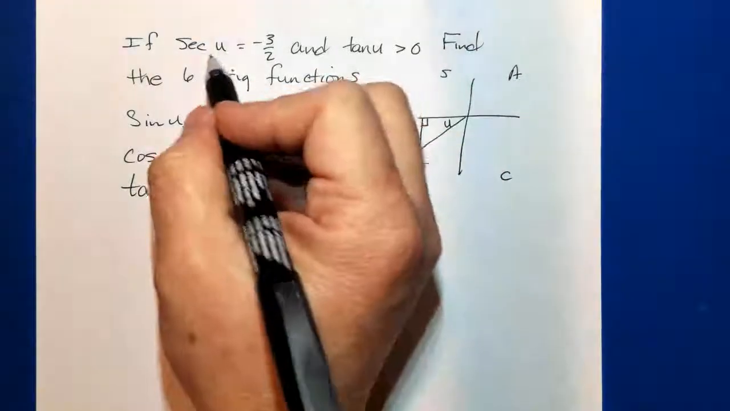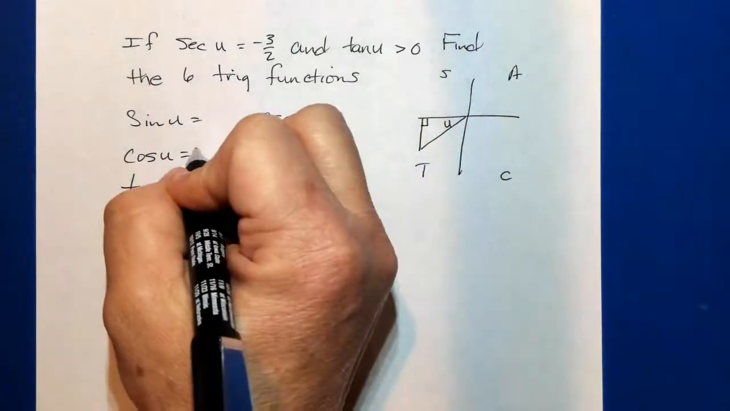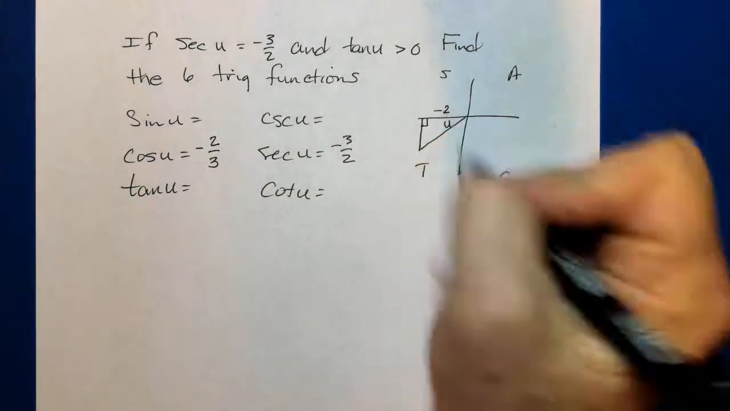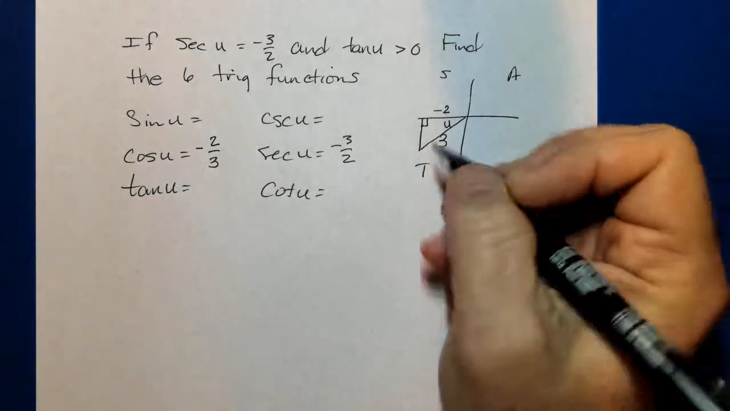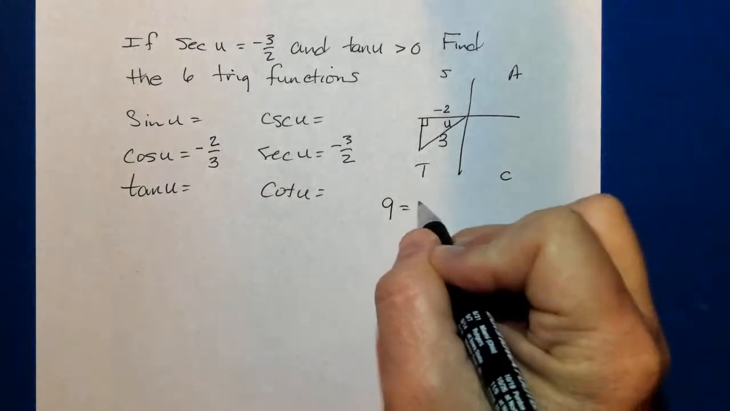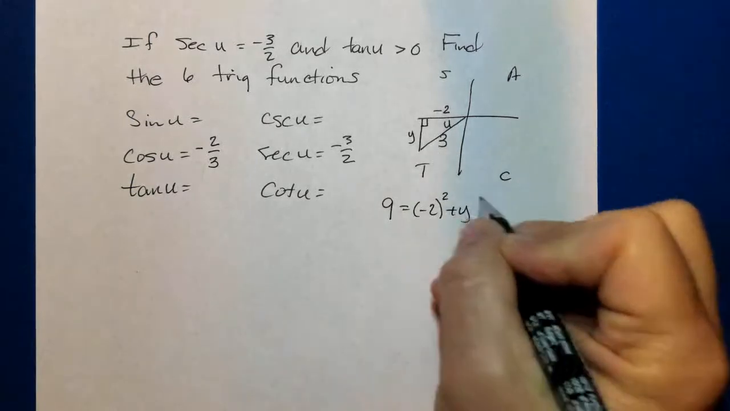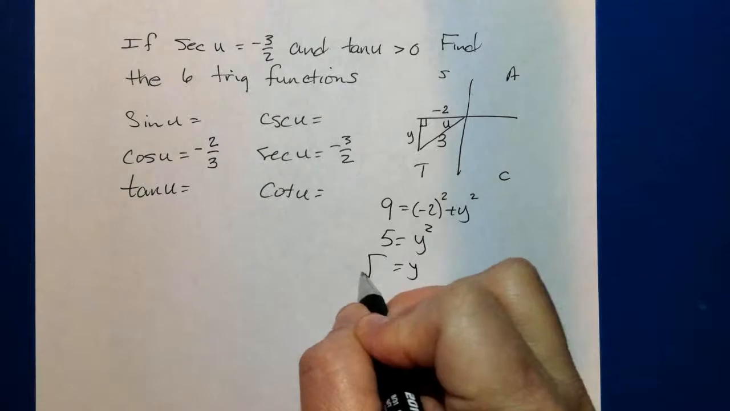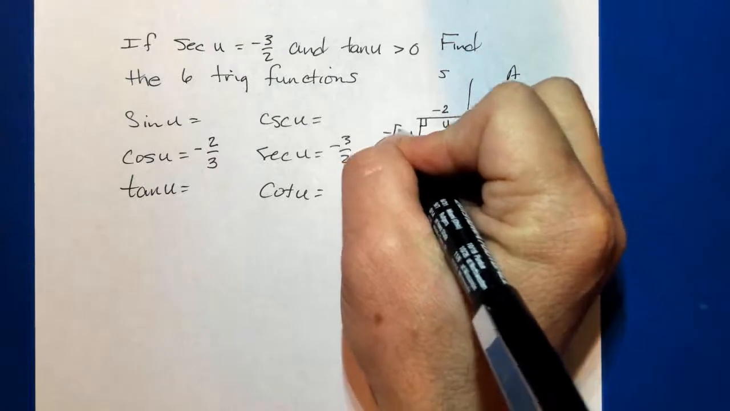Now if the secant is negative 3 over 2, that means that the cosine is negative 2 over 3, which means that the adjacent side is negative 2, and the hypotenuse is 3. Hypotenuse is always positive. Alright, so when we look at this, we need the Pythagorean theorem. 3 squared is 9, negative 2 squared, of course, is 4, and we need this y value. And so y squared is equal to 5, and y is equal to the square root of 5. Since we're in quadrant 3, that's negative.